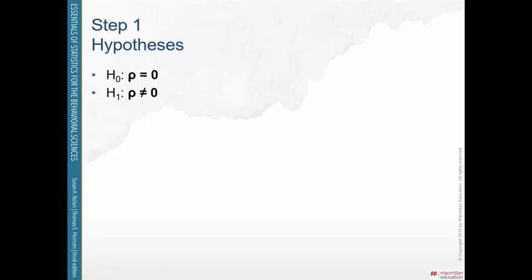So we go to our hypothesis. Our null hypothesis is that rho is equal to 0, that in the population there's no correlation between these variables. The alternative or research hypothesis is rho is not equal to 0, that in the population there is a relationship between the variables, maybe positive, maybe negative, but it won't be 0.